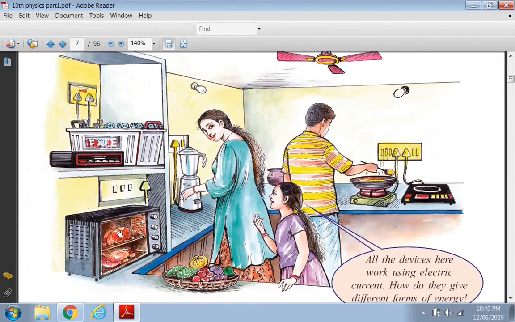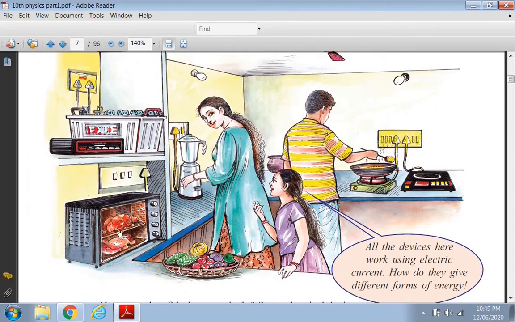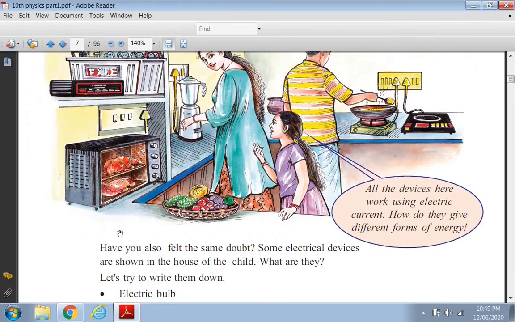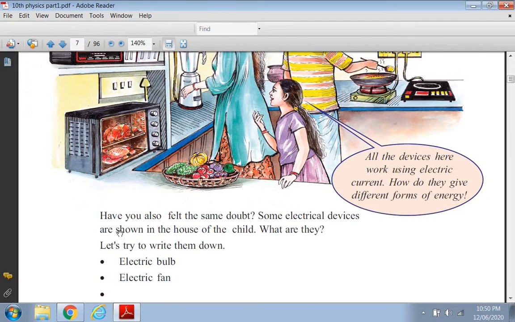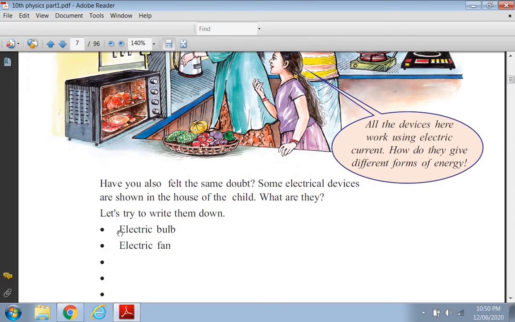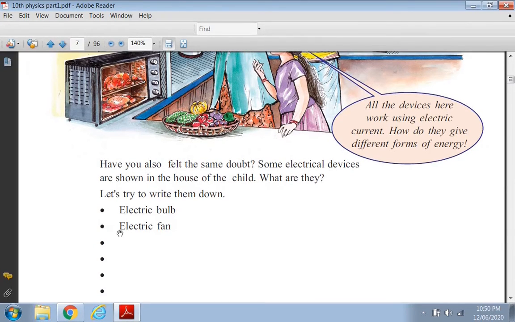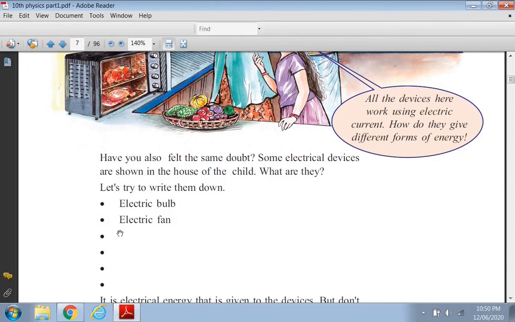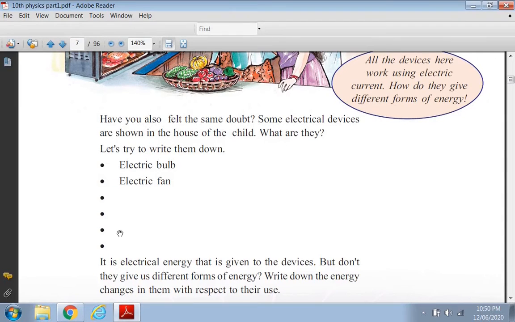In the picture, there are so many electric devices. You have some blank points to be filled there. Let's fill those points. The first is electric bulb, electric fan, then we have electric stove, induction cooker, mixer grinder or mixie, electric oven, and storage battery also. In all these devices, electrical energy is used and gives out different forms of energy.